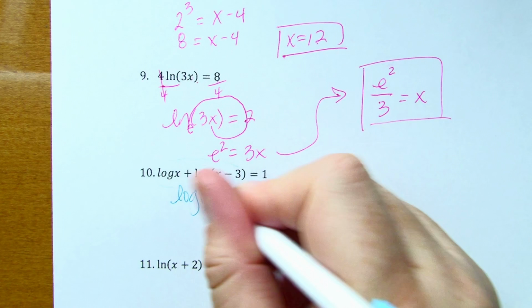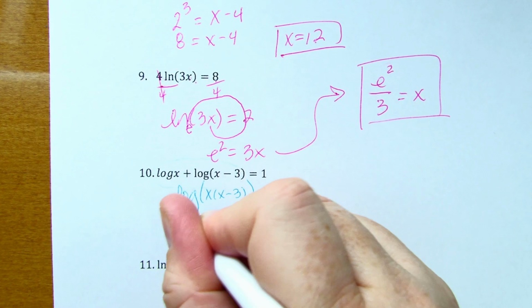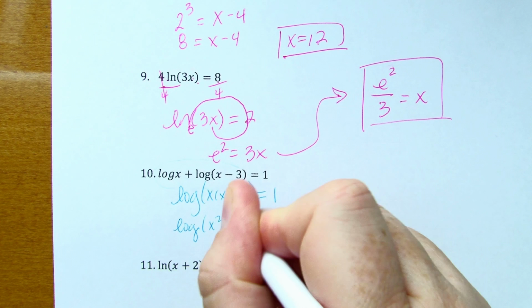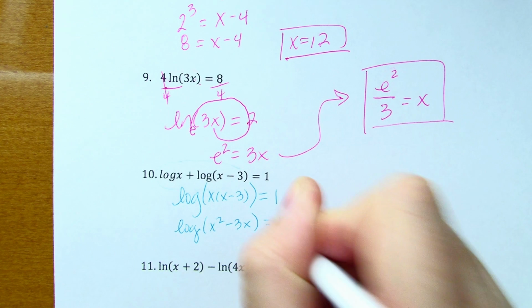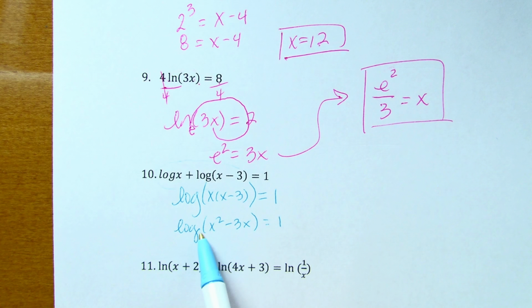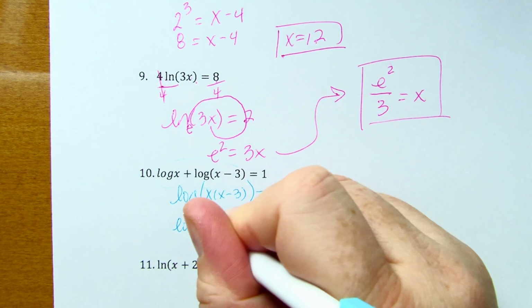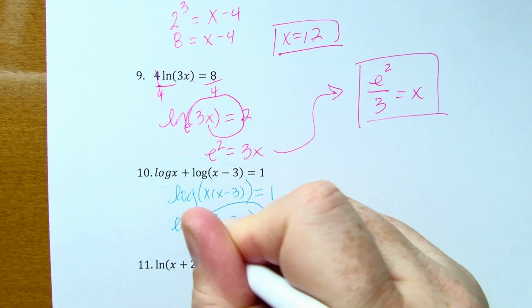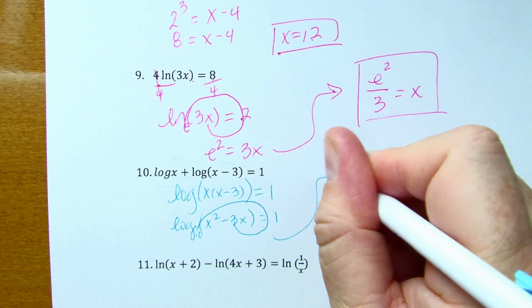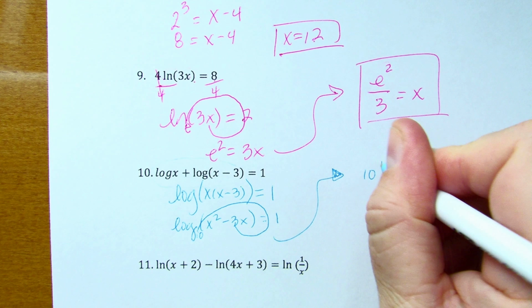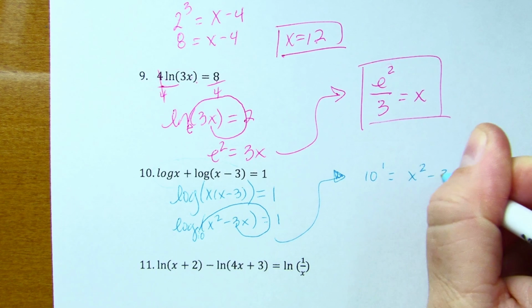I can go ahead and simplify this a little bit further. And remember, if we don't see a number here, that's base 10. So 10 to the power of 1 equals this. 10 to the power of 1 equals x squared minus 3x.